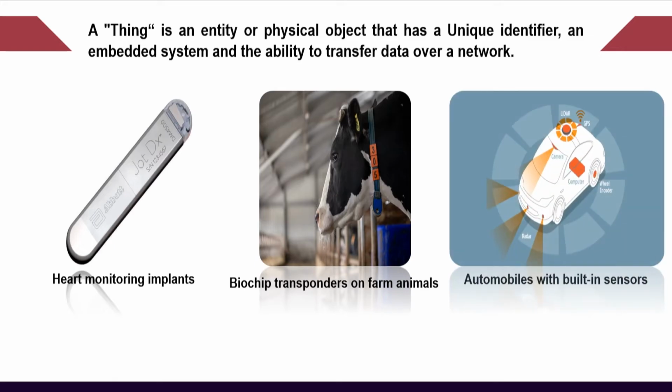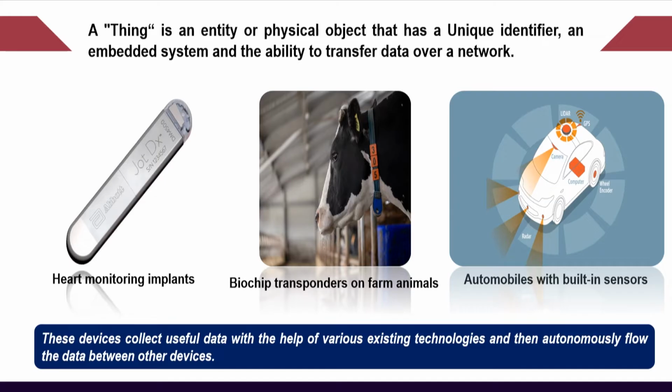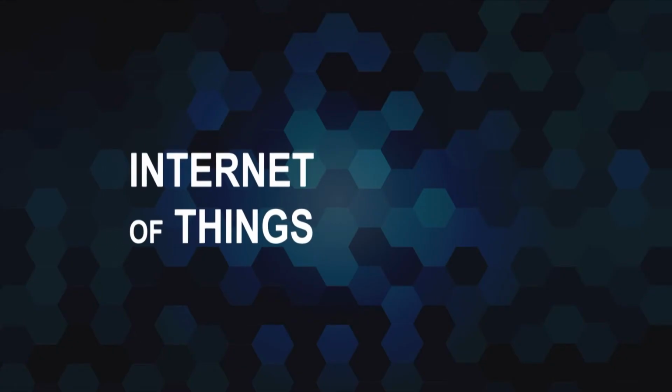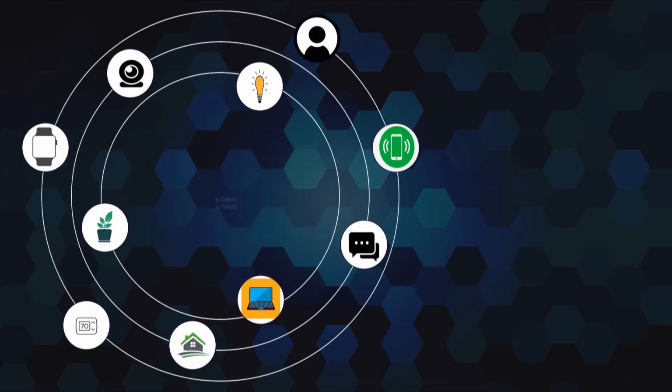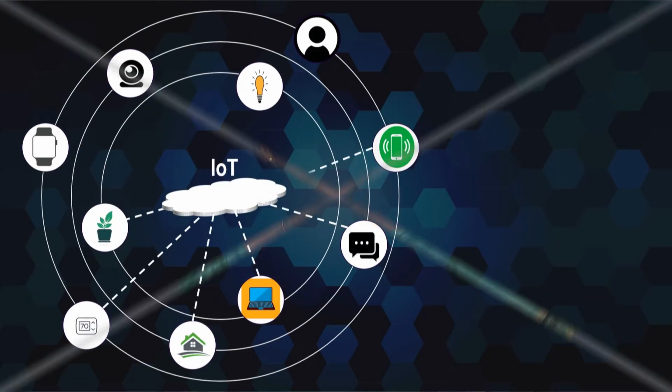Then automobiles with built-in sensors, or the DNA analysis devices and other wearable devices. These devices basically collect useful data with the help of various sensor devices, actuators and technologies, and then autonomously they flow the data between the other devices. For example, this diagram tells how all the things are connected to each other with the cloud, and how the data can flow from each device to other devices.